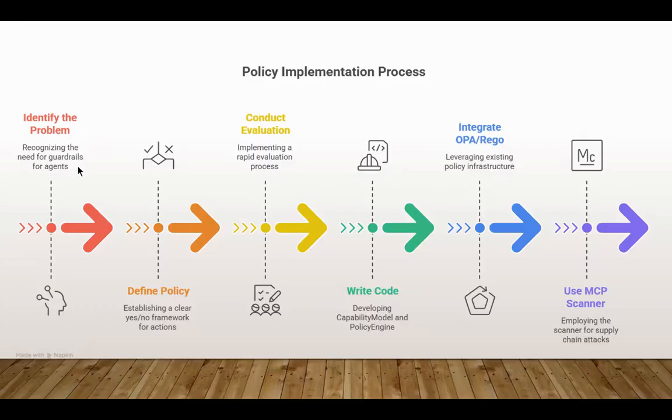Quick recap of what we covered today. We started with the problem: agents with no guardrails. Then we looked at what a policy actually is, a yes or no answer to is this action permitted. We walked through how evaluation works: it intercepts, checks, and gives a decision and a reason. Then we wrote it in code and evaluated it, and we saw OPA and Rego support for teams that already have policy infrastructure. And lastly, we looked at the MCP scanner for catching supply chain attacks before they reach your agents.